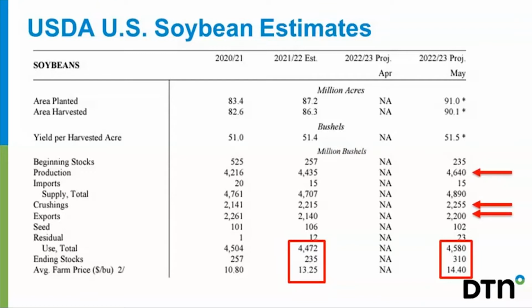Put all that together and we have a new season ending stocks estimate of 310 million bushels. If that holds up, that would be 75 million bushels more than the current season we're in, but also commands a higher average farm price, as you see, of $14.40. The new ending stocks estimate is just about 7% of annual use, so it's still a relatively tight situation. And again, lots of uncertainty and lots to learn about the new year ahead yet.